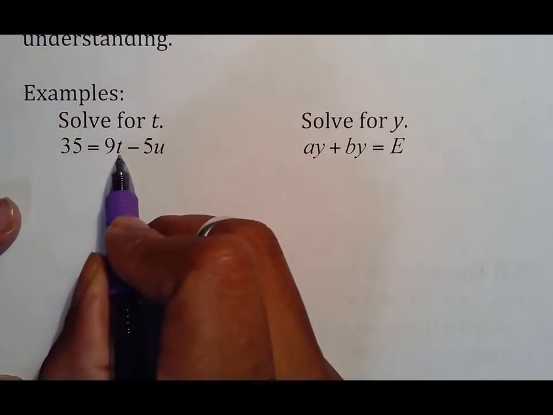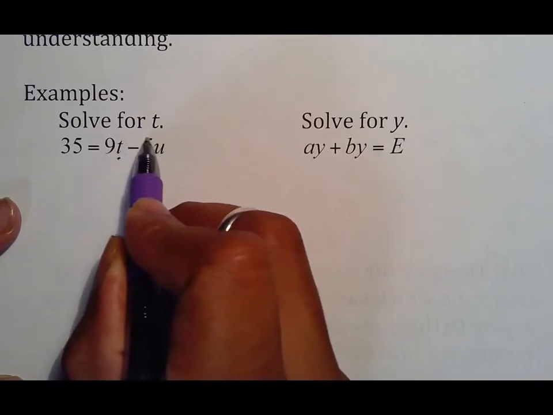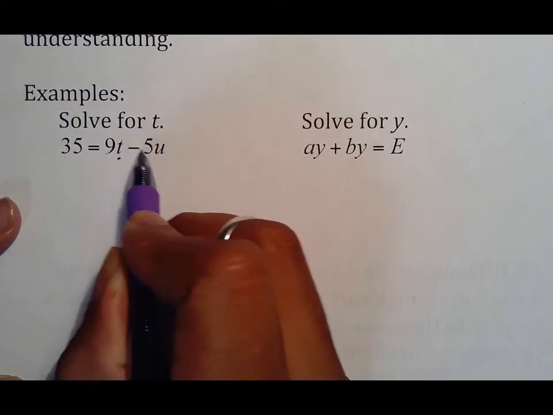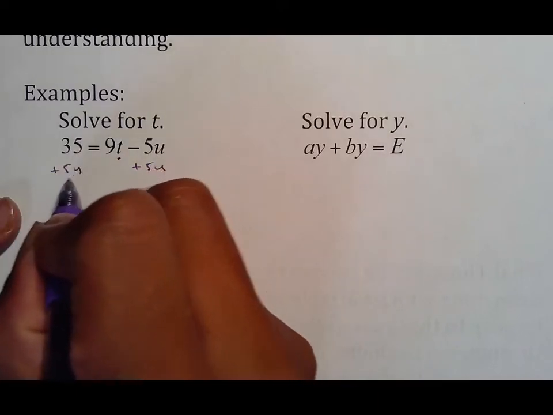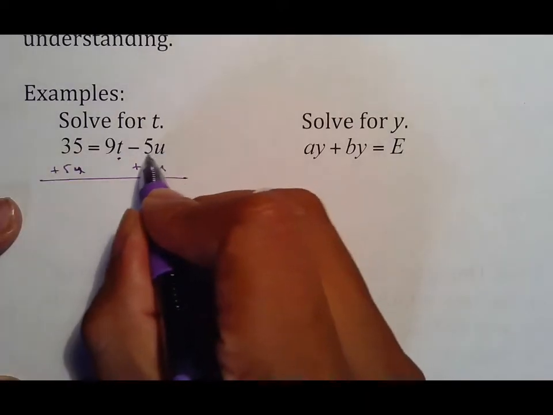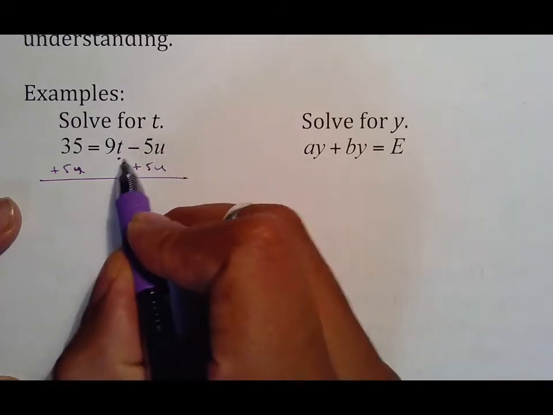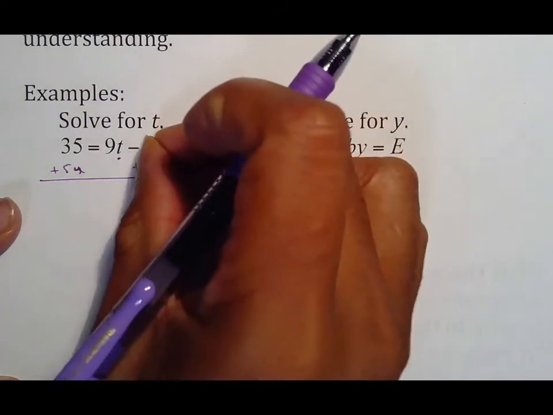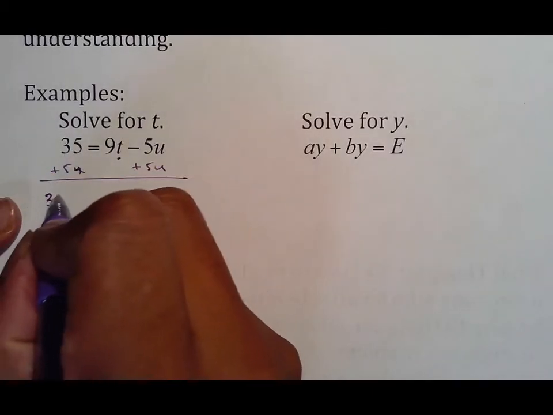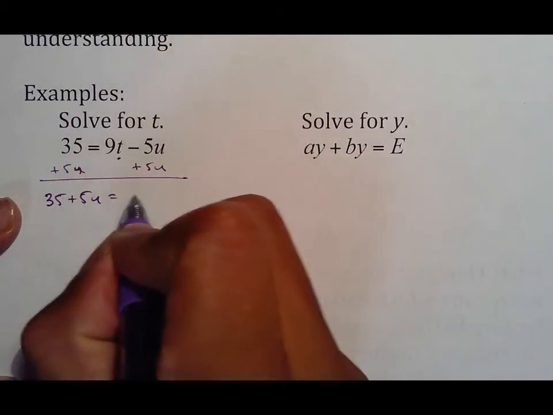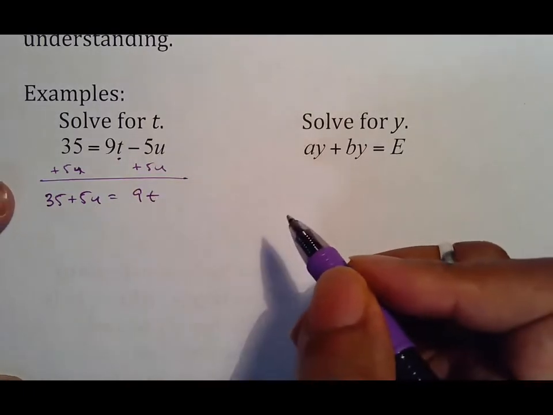The t's closest friend is 9, which means this is the weak part. The whole thing is weak, so what I'm going to do is add 5u, because that whole term is just nothing to me. Because I care about the t, I don't care about anything else. I'm literally just picking that up and putting it over here using the opposite. But I can't put those together, so I put 35 plus 5u equals 9t.